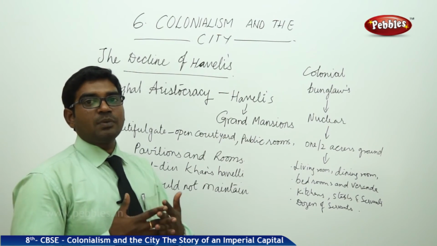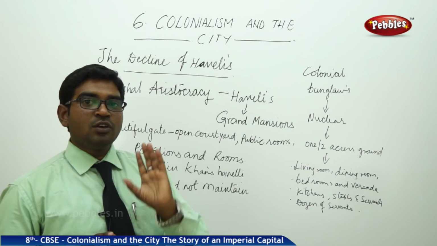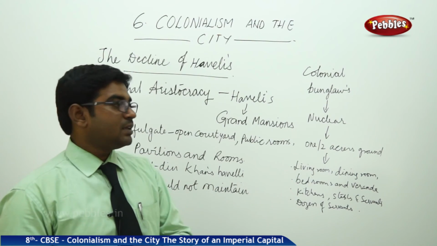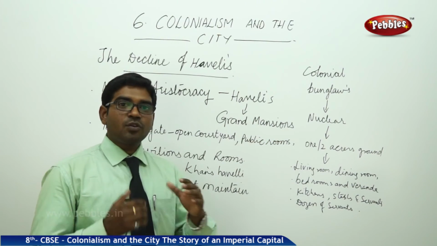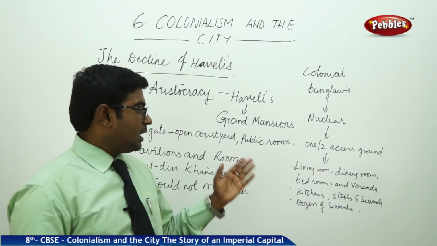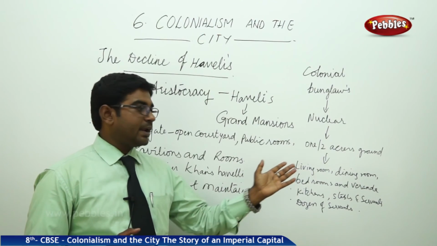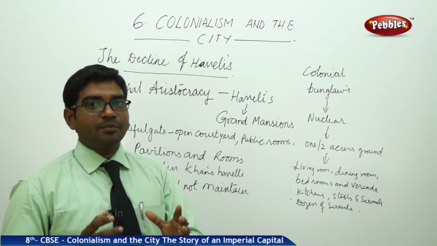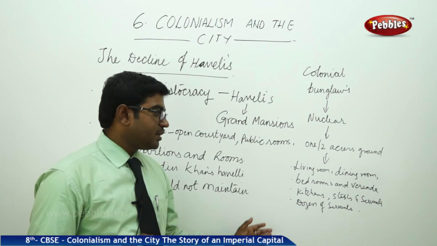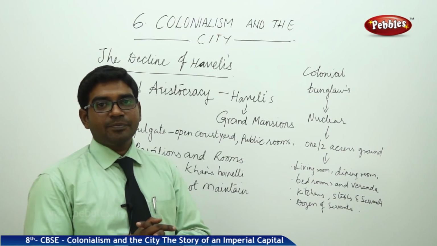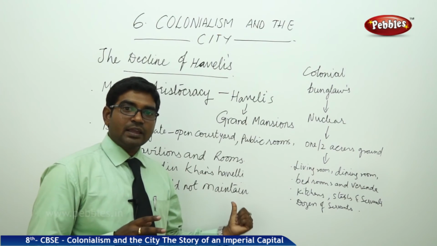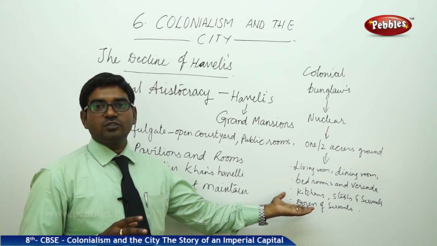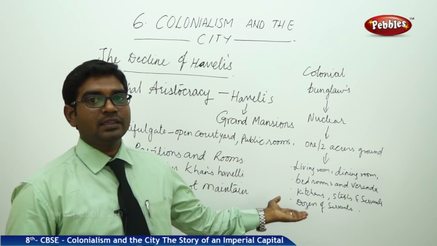The British used to construct bungalows for their officers, who came with nuclear families. These used to have an open ground of 1 or 2 acres, and then a living room, a dining room and bedrooms, as well as a veranda on 3 sides. They had separate servant quarters and kitchens, and a dozen servants used to work for them. Like this, the decline of the Havelis happened, and the rise of the bungalows can be seen parallelly.